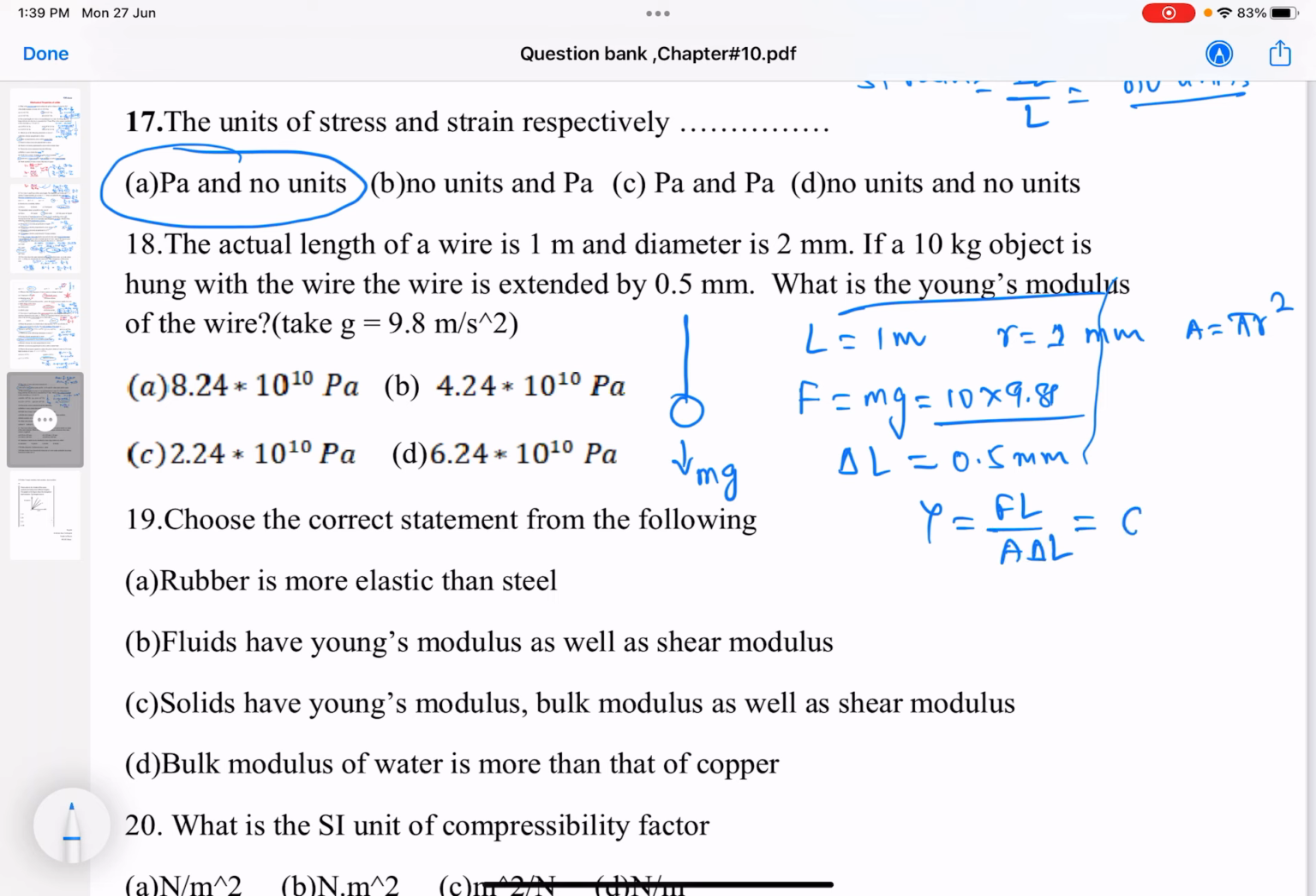Choose the correct statement from the following. I hope this is also a repeated question. Solids have Young's modulus, bulk modulus as well as shear modulus. This is the answer.